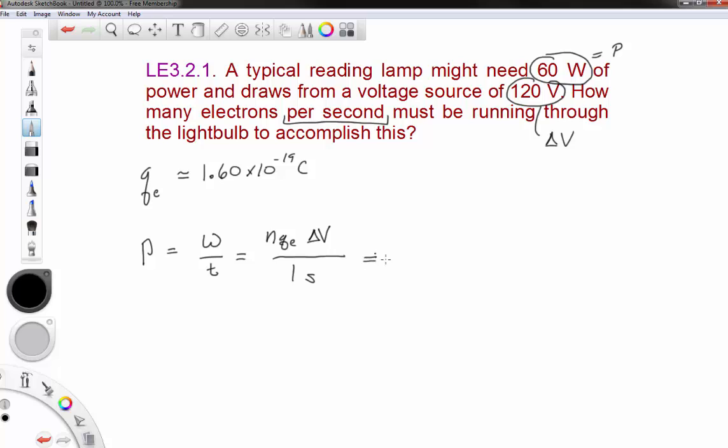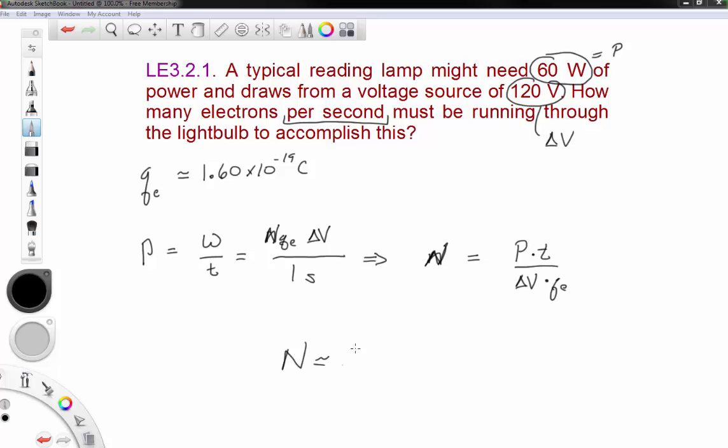So we can rearrange all of this to say that the number of electrons used, I probably should use a capital N to be consistent with my other notes, the number of electrons used is the power times the time divided by the potential drop times the charge of an electron. So if we plug all that stuff in, we can get a rough value for the number of electrons per unit time.